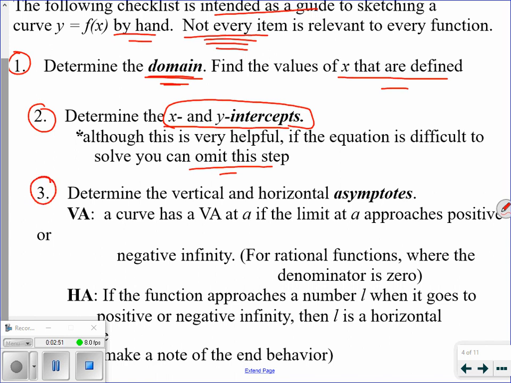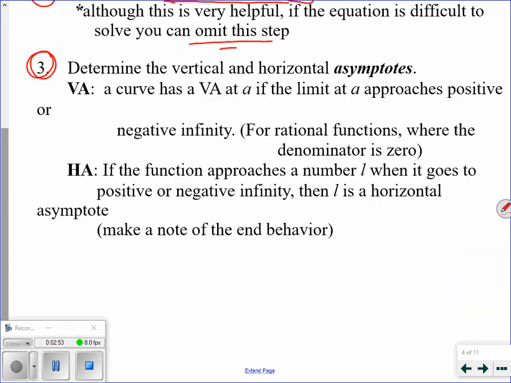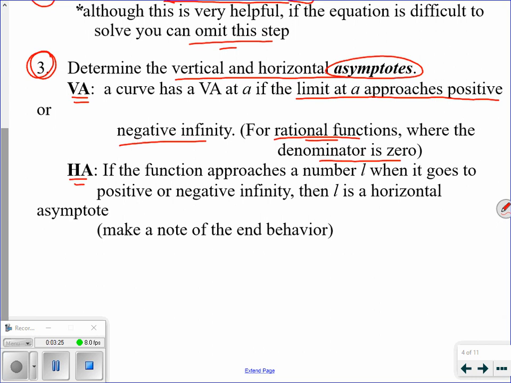And this is more so for today's lesson, number 3. I try to determine the vertical and horizontal asymptotes. That's with a rational type problem, and that's what we're looking at today. Vertical asymptote, remember, a curve has that if the limit as x approaches a is positive or negative infinity. So if I'm approaching a number and it goes to positive or negative infinity, I have a vertical asymptote. And we know that for a rational function, that's where the denominator equals 0. And a horizontal asymptote, if the function approaches a number when x goes to positive or negative infinity.